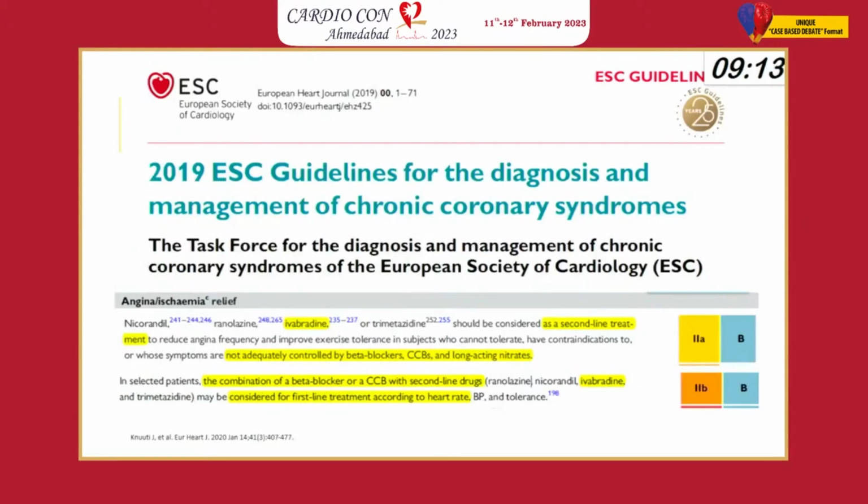So for the second line drugs, all 4 drugs we can choose as a second line. The ESC 2019 guidelines show a class 2A indication for all these 4 drugs: ivabradine, ranolazine, nicorandil, and trimetazidine. In some selected cases we can also add them as first line drugs if there is contraindication or non-tolerance to first line drugs. So we can choose any of these 4 drugs. But in this case scenario, why is ivabradine ahead of the other 3 drugs?